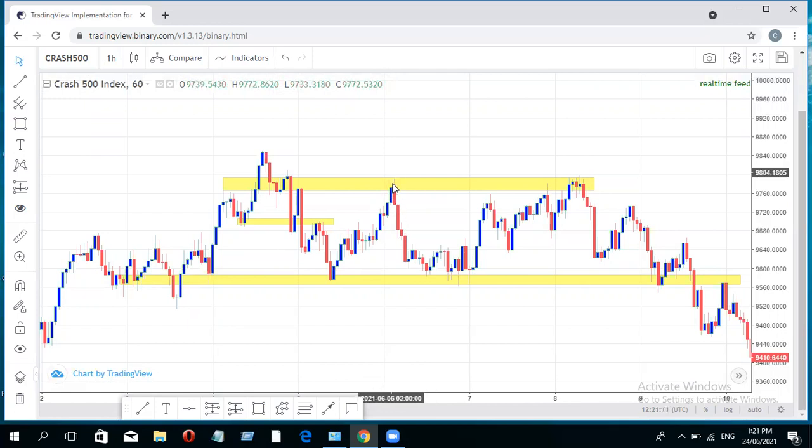If you took this sell, this is about 9779. This was about 200 pips. If you took this trade just from here to here, about 200 pips. That's a very good trade.